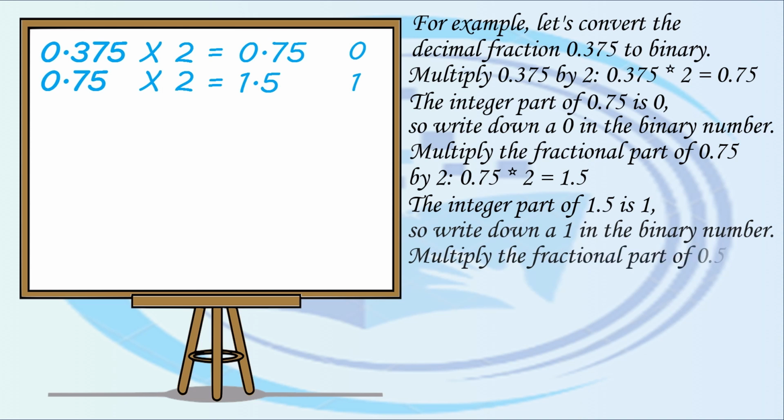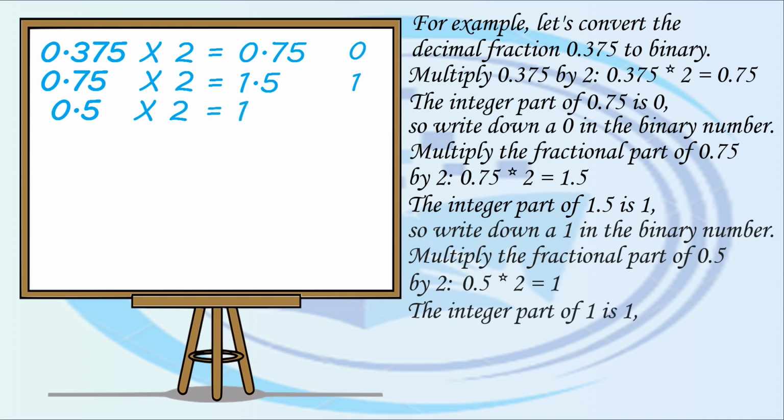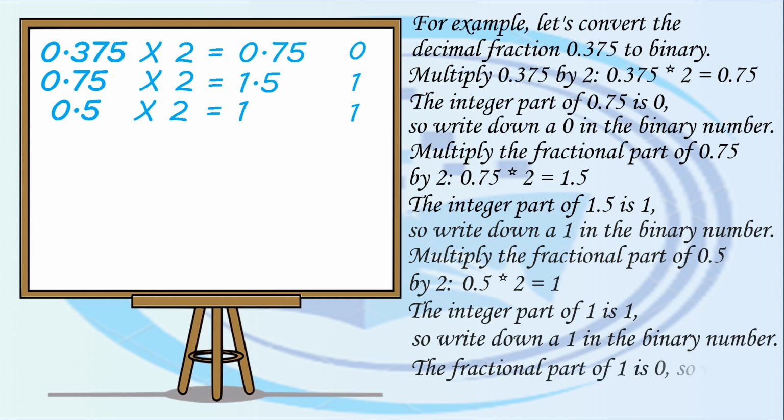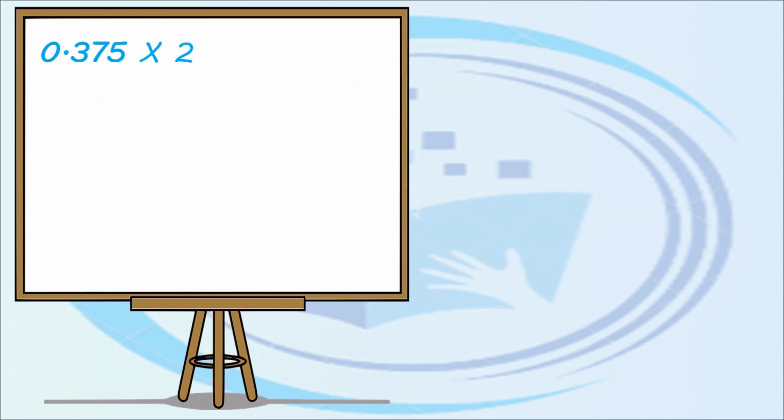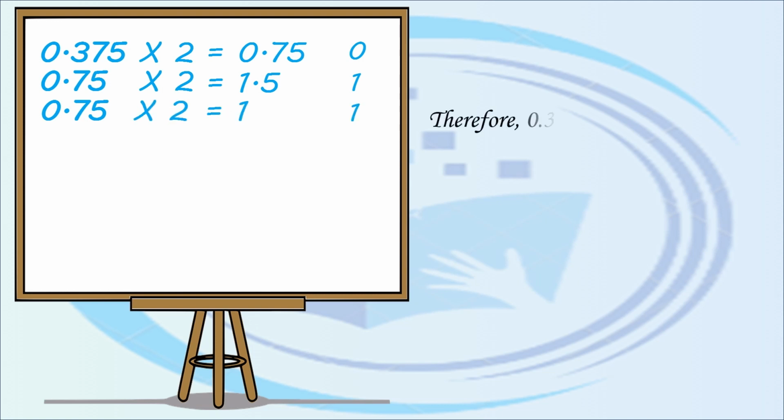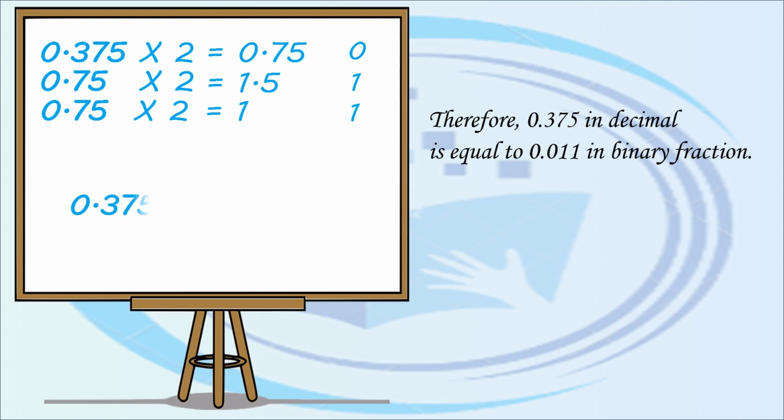Multiply the fractional part of 0.5 by 2. The integer part of 1 is 1, so write down a 1 in the binary number. The fractional part of 1 is 0, so we stop. Therefore, 0.375 in decimal is equal to 0.011 in binary fraction.